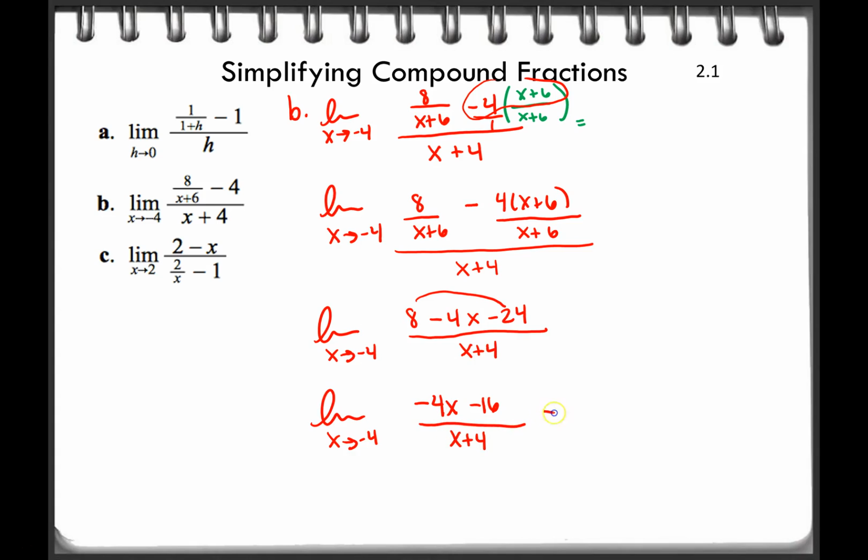Now this is really good because this is going to be factorable. So this is going to be the limit as x approaches negative 4 of negative 4 times x plus 4, all over x plus 4. The x plus 4's cancel, and I don't even have anything left to plug into. This is just going to give me a negative 4 as an answer. Yeah, I know that these are hard, but we certainly can tackle this. Let's do one more.